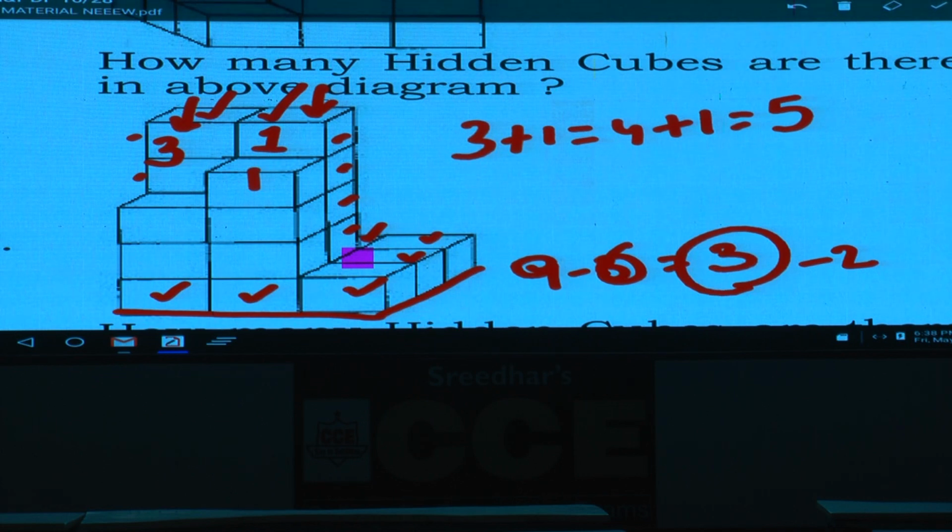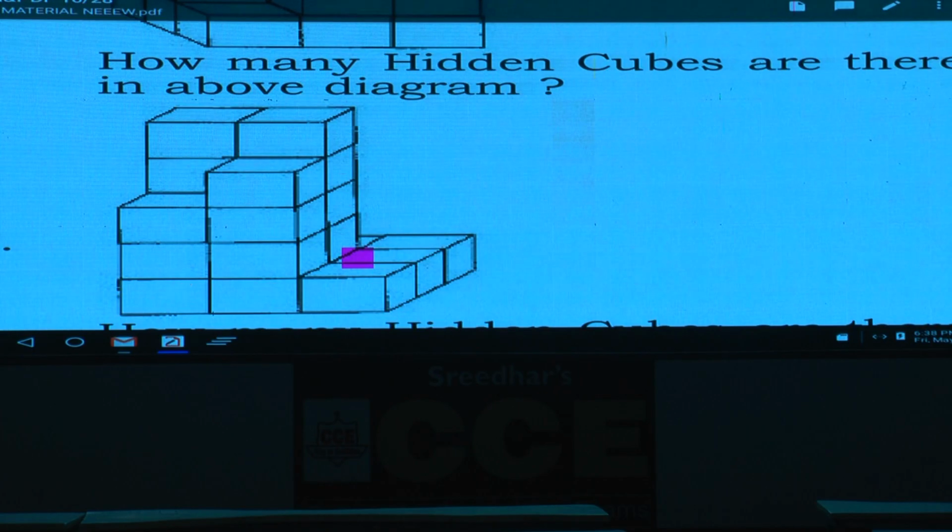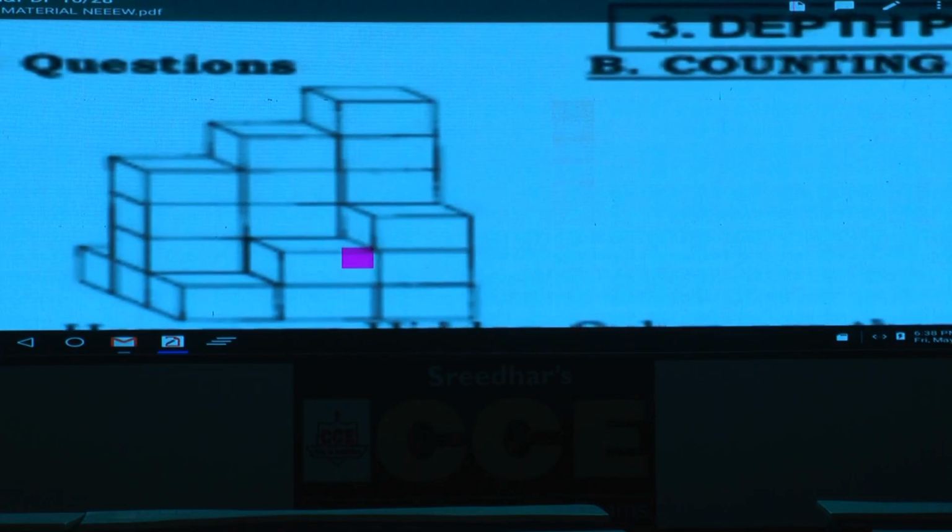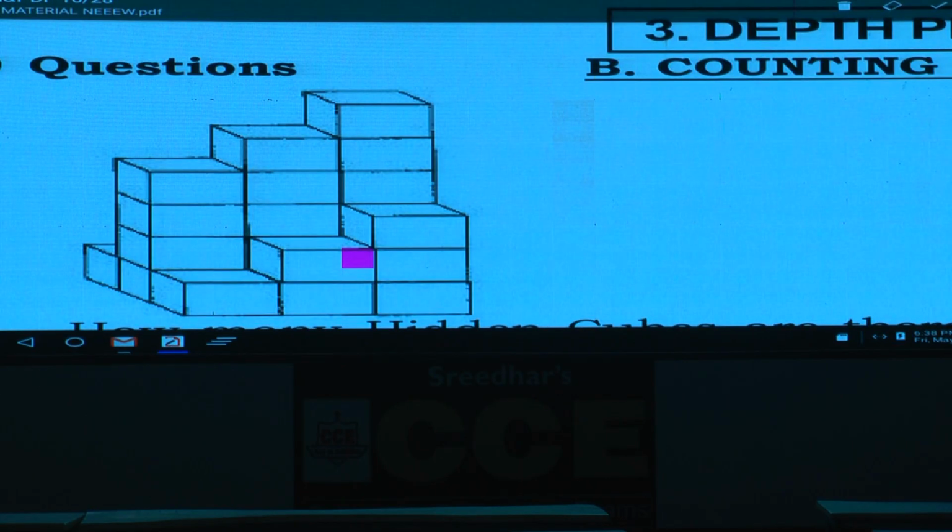Are you following? Shall we do question number 1 once again now? Now 2 is clear. Then let us go back to question number 1. Now do it in the same way. Now how many blocks? 1, 2, 3, 4, 5, 6. Total 6 blocks were there.